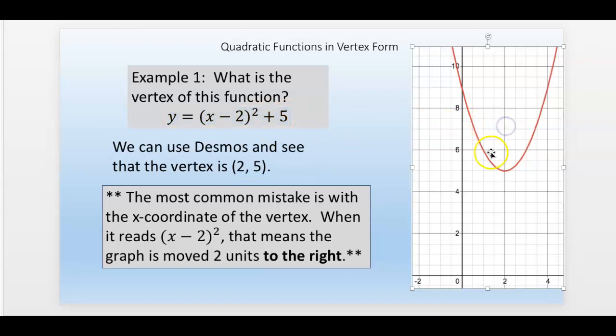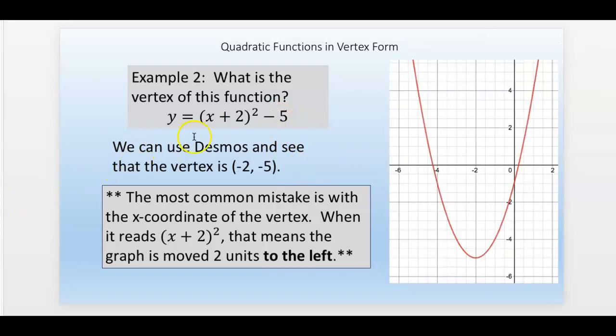If I put this in Desmos, this is what I got. I can see what it looks like. And we know that the vertex here is at 2, 5. I can see it right there. All right? And that's the most common mistake. When it reads x minus 2, that means the graph is moved 2 units to the right. The plus 5 means 5 units up. Okay?